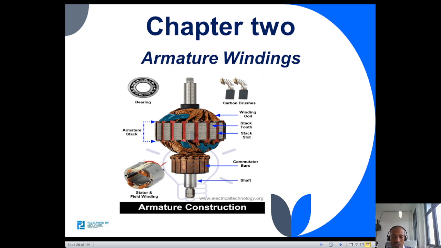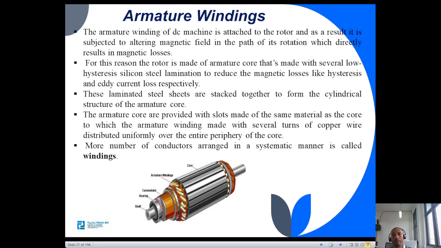When we say armature, we say that it is a rotating part of our DC machine, which is composed of the armature slot, the armature winding, shaft, commutators, and bearings. So we'll see how these armature windings are designed and how they are arranged in a DC machine, which is what we are going to cover today.